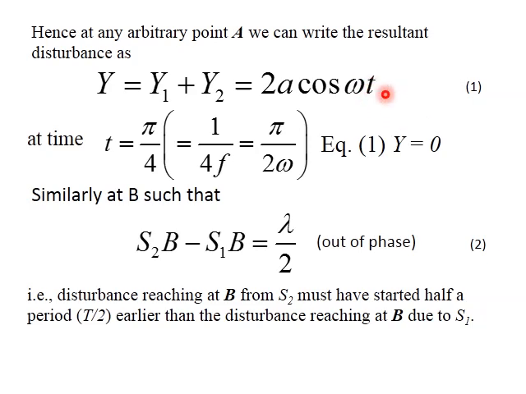So omega omega gets cancelled. I'll have pi by 2. Now cos pi by 2 is what? Cos 90 is 0. So that's why all I have is y is equal to 0 at this particular time.